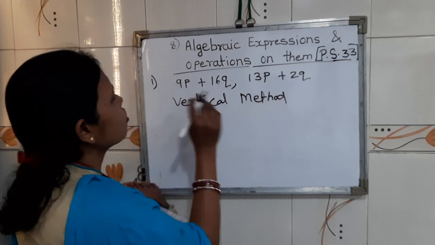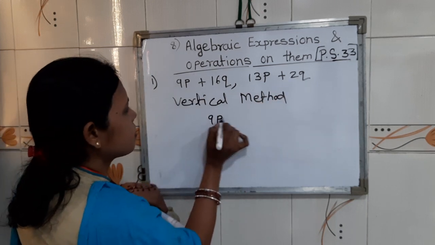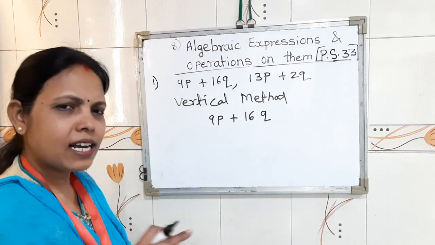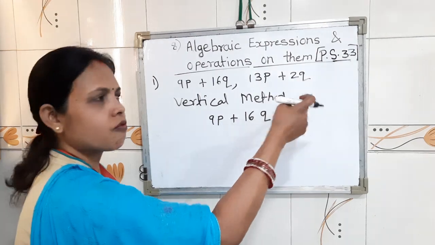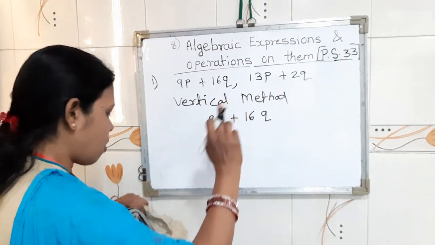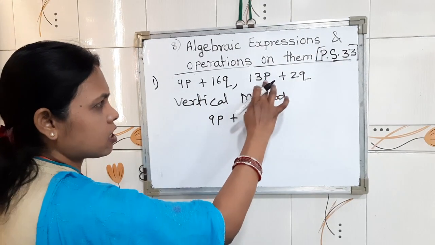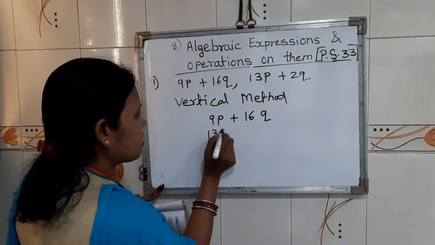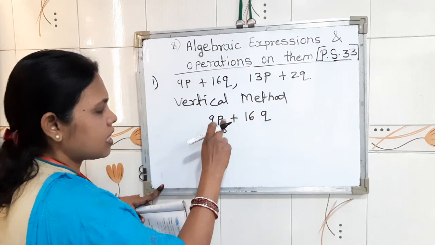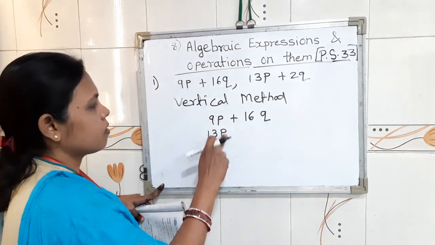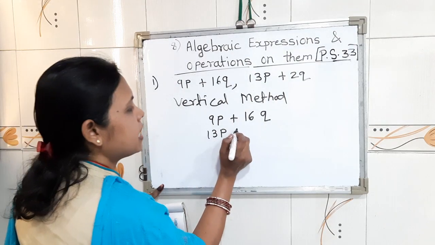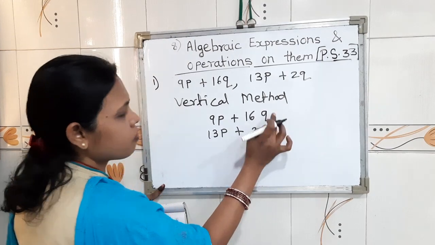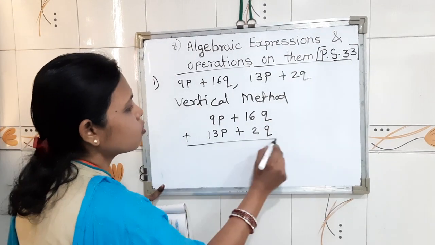Vertical method. So children, here 9p plus 16q. Now while writing the second term, first we will see what we will do. We will write like term down below the like term. Suppose 9p, down below the same term we will write 13p. Next term 2q. In the place of q we will write 2q.